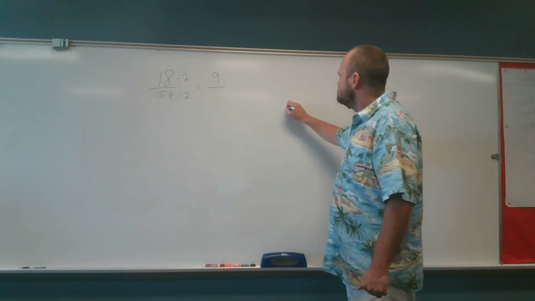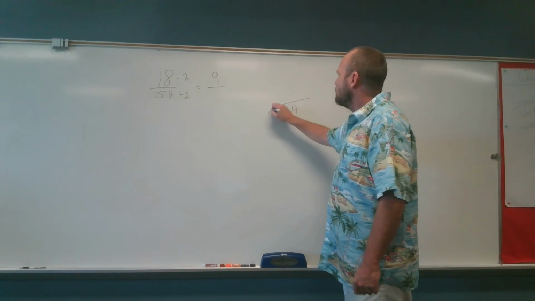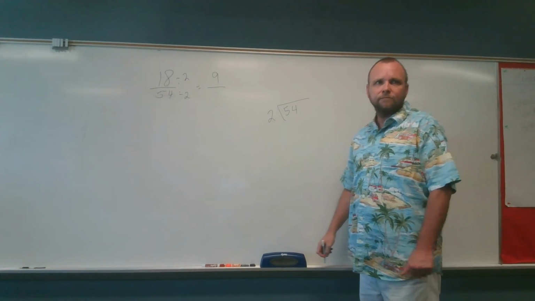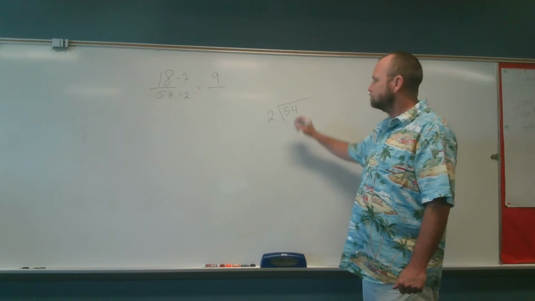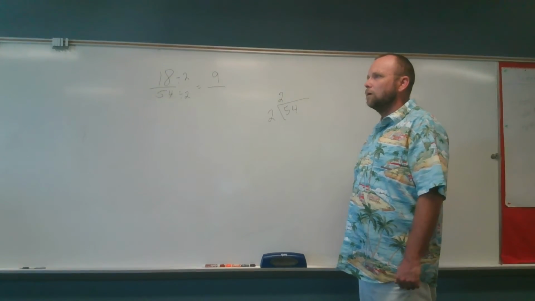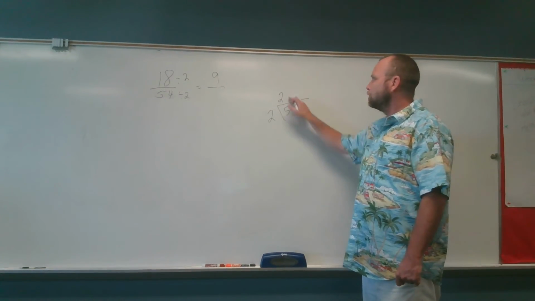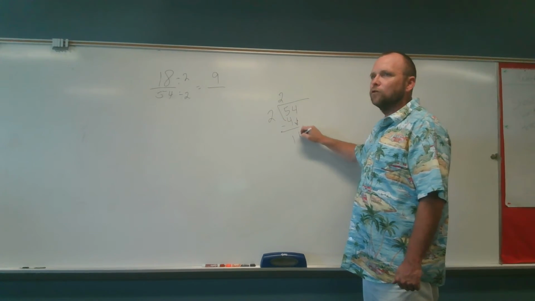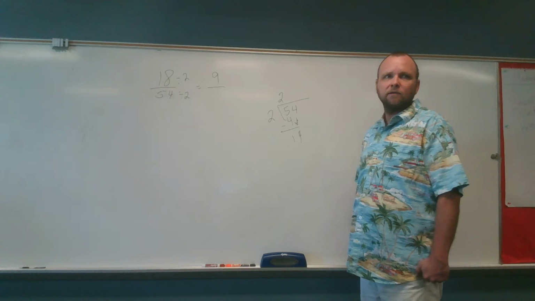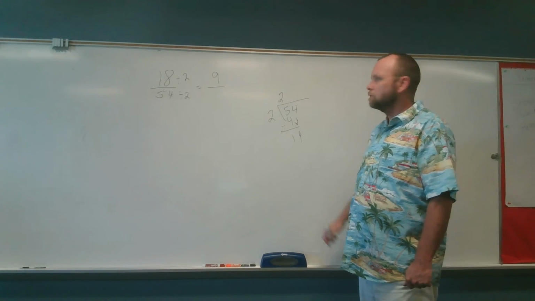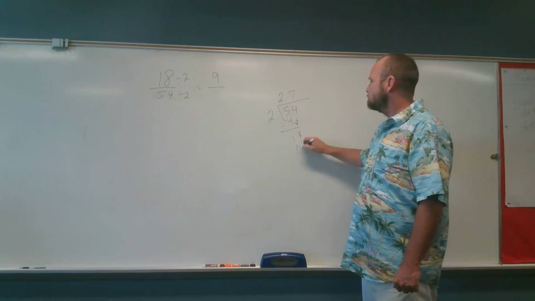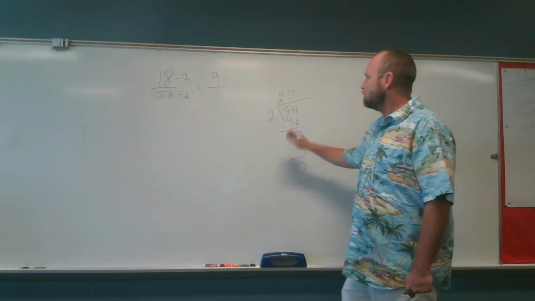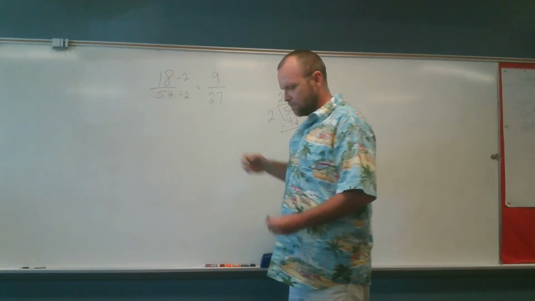She said it's 27. How many times does 2 go into 5? 2 times. 2 times 2 is 4. Subtract to get 1, bring down the 4. How many times does 2 go into 14? 7 times. Subtract to get a 0, so 9/27.